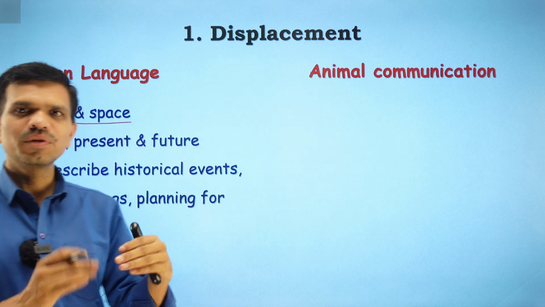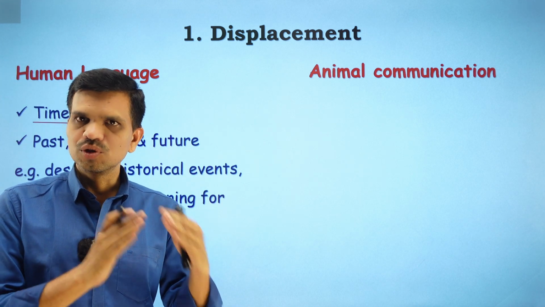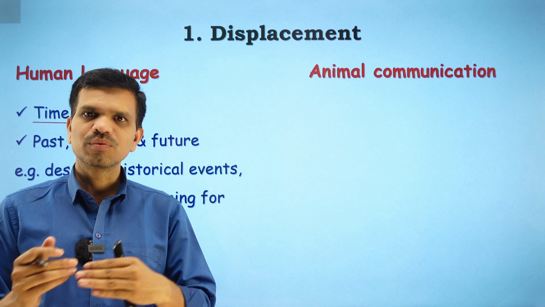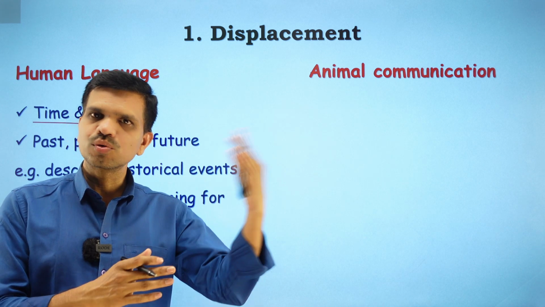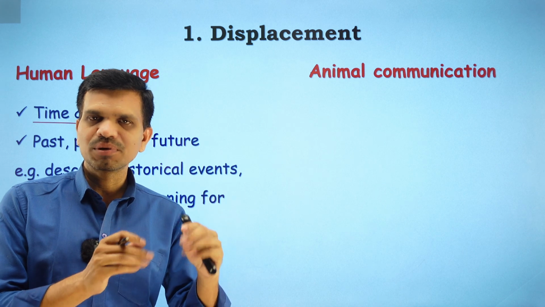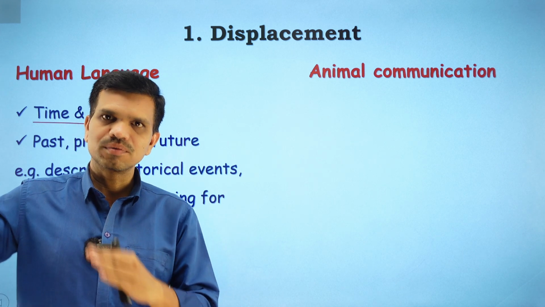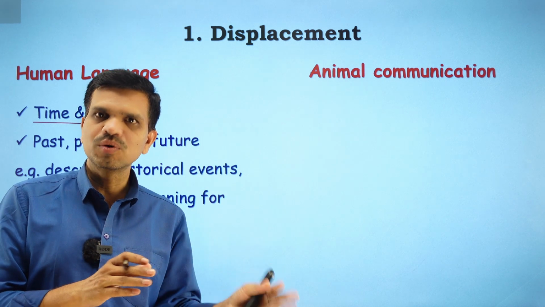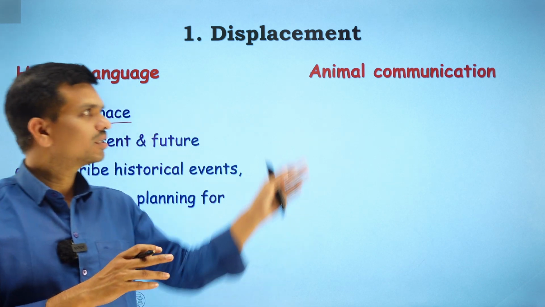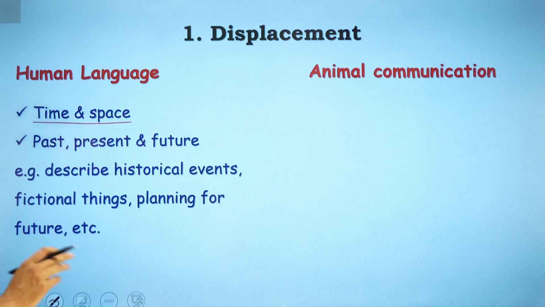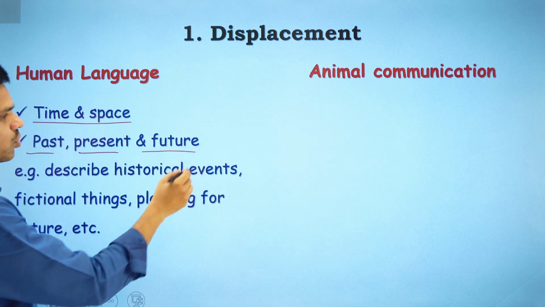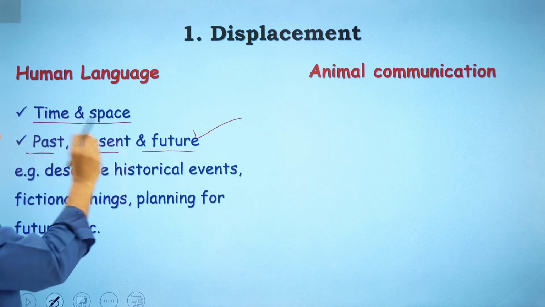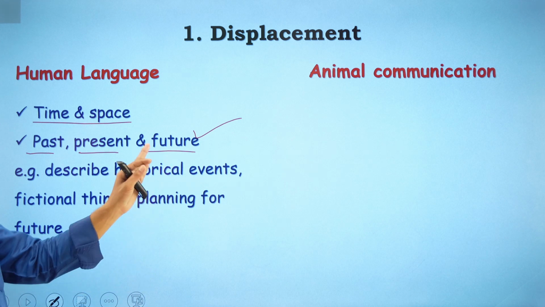When we use language, we can use it across time and space. It means an event happened in the past, but we can tell about that event in the present, and we can also predict the future. The same event happened somewhere outside, but we can talk about that event wherever we go, at any location, but the same thing is not in animal communication. So we have here past, present and future. Human language can discuss the past, can talk about the present, and can also talk about the future.